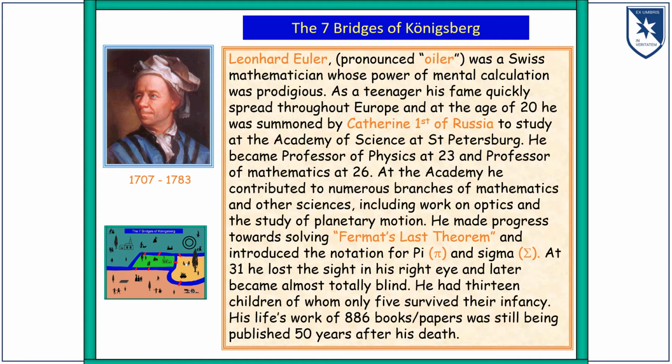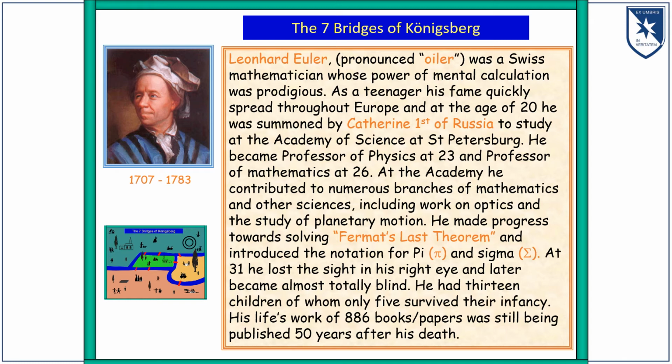At the Academy, he contributed to numerous branches of mathematics and other sciences, including work on optics and the study of planetary motion. He made progress towards solving Fermat's last theorem and introduced the notation for pi, which you already know about, and sigma, which you may have seen on spreadsheets. At 31, he lost the sight in his right eye and later became almost totally blind. He had 13 children, of whom only 5 survived their infancy.